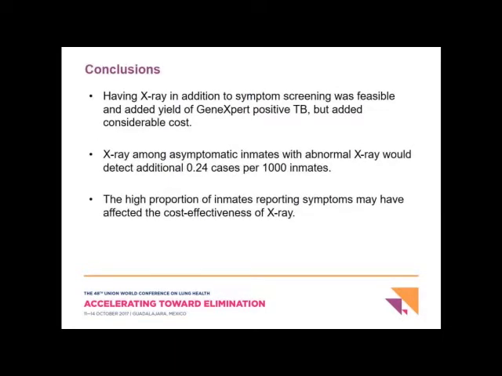So in conclusion, having X-ray in addition to symptom screening was feasible in correctional facilities in South Africa and added yield of GeneXpert-positive TB, but also added a considerable cost to the program. X-ray among asymptomatic inmates with abnormal chest X-ray result will detect about 24 more cases per 100,000 inmates. And the high proportion of inmates reporting symptoms, which was about 56% in our setting, may have affected the cost effectiveness of X-ray.